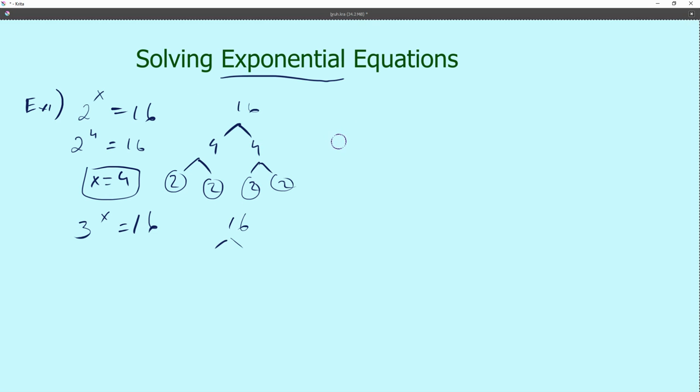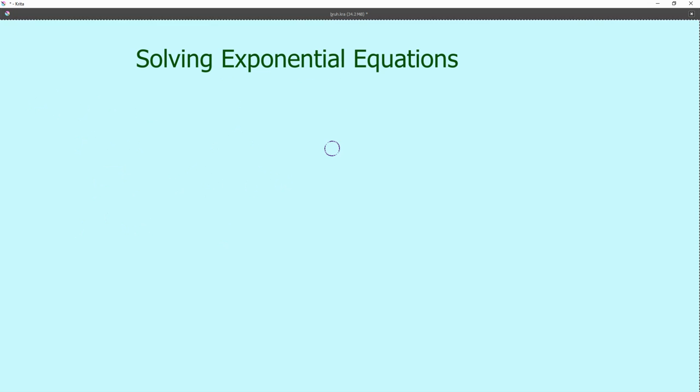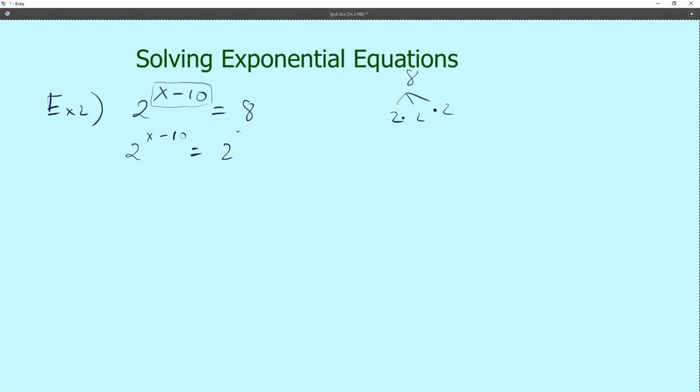When it gets a little bit harder, we have to do it more systematically. So let's try example number 2. I have 2 to the x minus 10 is equal to 8. So basically, you have to figure out 2 to the what gives you 8. I'm going to leave 2 to the x minus 10 there, but I'm going to break the 8 down. So 8 is actually 2 times 2 times 2, which gives you 2 to the third power.